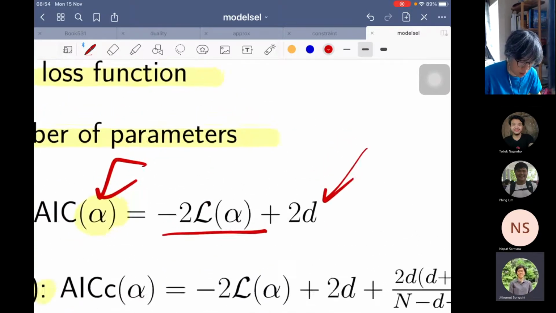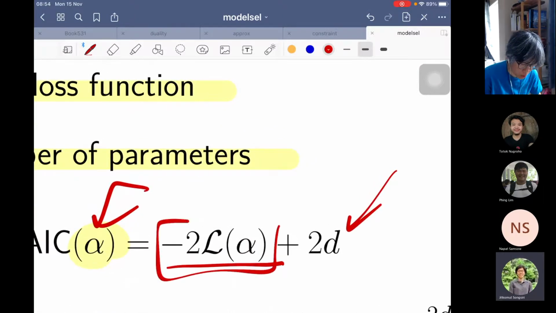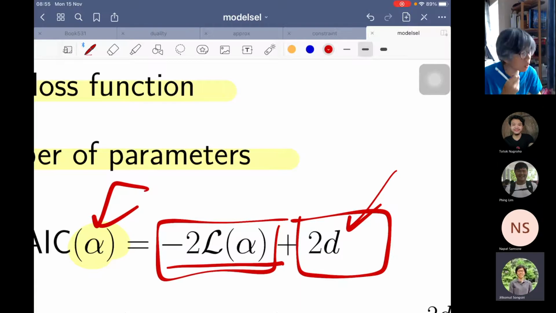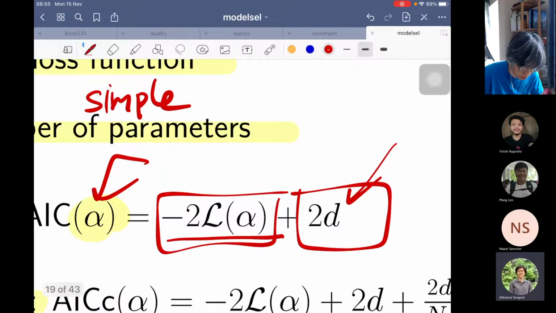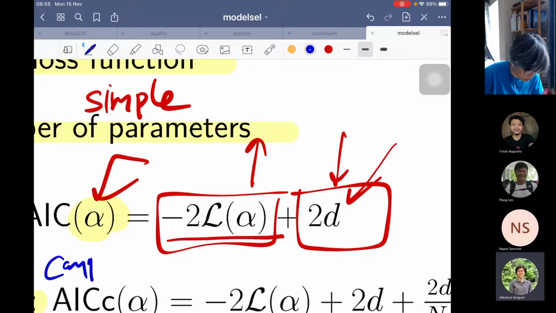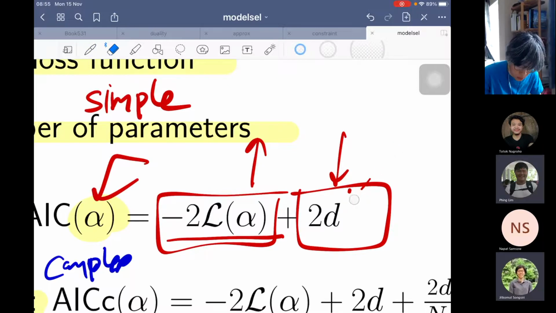Napat, which term represents the model quality between these two terms? The first term. Okay. Start with a simple model. Is the first term high or low? If the model is simple, the first term is high. The second term is low. Okay. Ping, if I use a complex model and I evaluate AIC, the first term is... For a complex model, the first term is high.